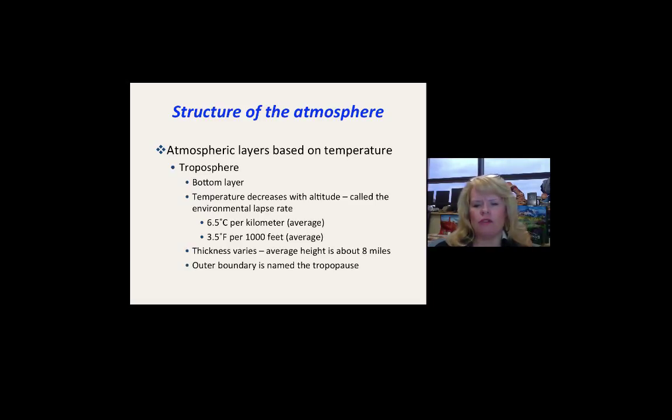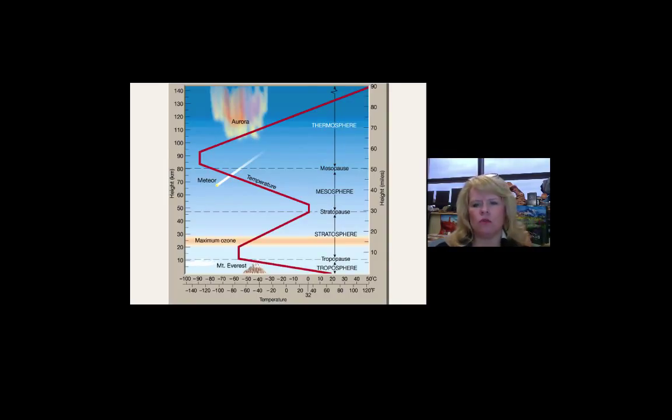Thickness varies. The average height is about 8 miles, and the outer boundary at the top of it, which touches the stratosphere, is called the tropopause. So when you're looking at the troposphere, here's the top of Mount Everest to give you a flavor. It's about 7 or 8-ish miles up here. Here's the tropopause, and then we get into the stratosphere, and you'll notice this thick layer right here is the ozone. Well, we've got some holes in the ozone, and that's what we're concerned about.